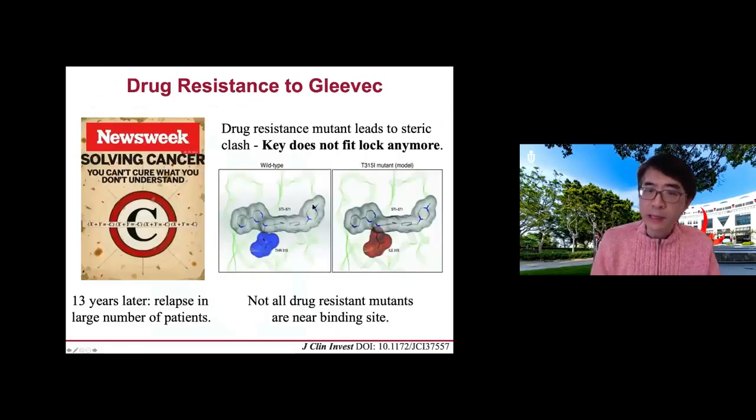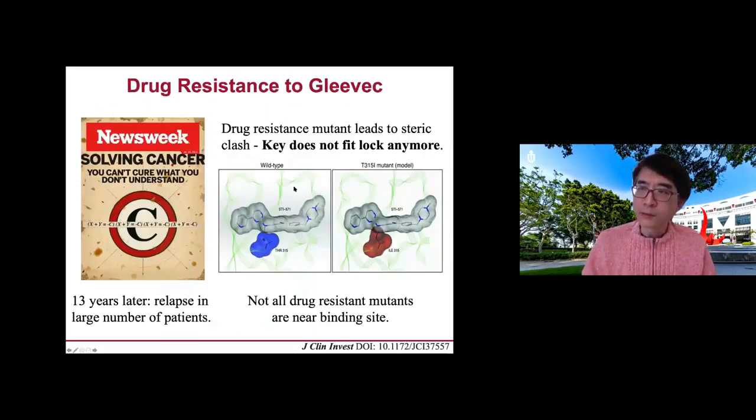Now, 13 years after, in 2013, there was another article in Newsweek. This article basically said Gleevec fails. What happens is that after a number of years, the tumor or the cancer relapses in a large number of patients, right? So the tumors grow back again. What causes this drug resistance? We call this a drug resistance mutant, right?